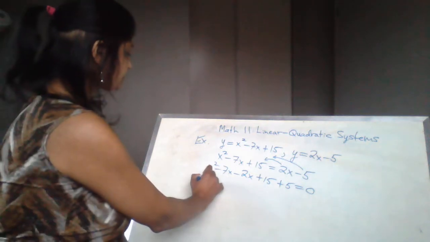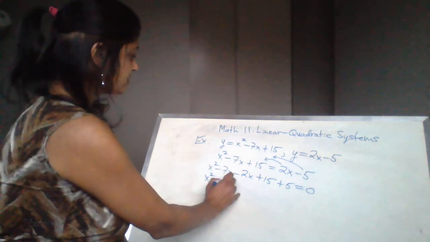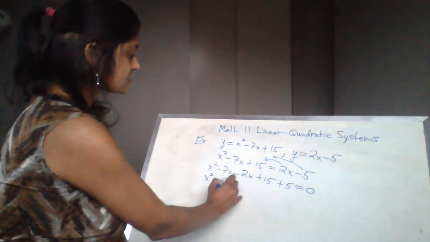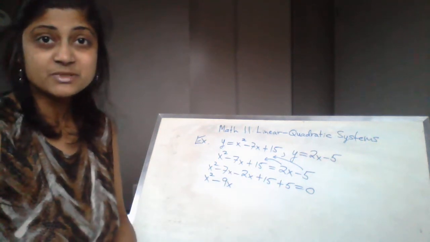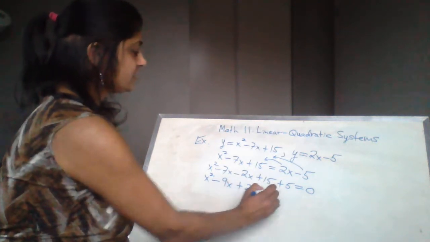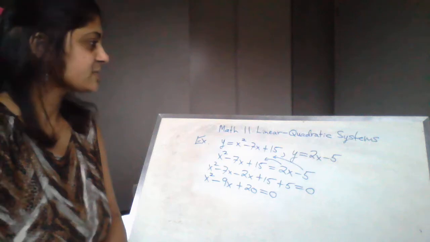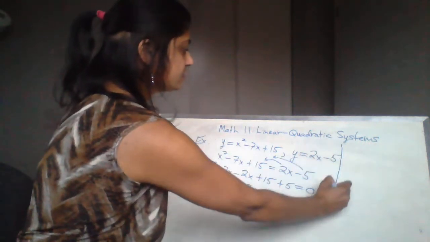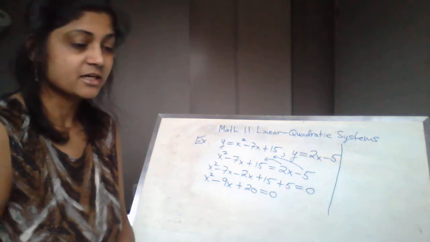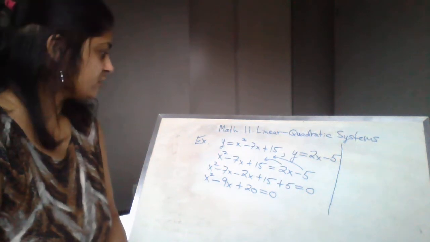Okay, so I'm left with x squared, minus 7 minus 2, minus 9x. Okay, and then 15 plus 5, which is equal to 20. Okay, equals 0. Everyone see that? I'm going to make a line here, because we do have to do a second part of this equation as well to solve it.